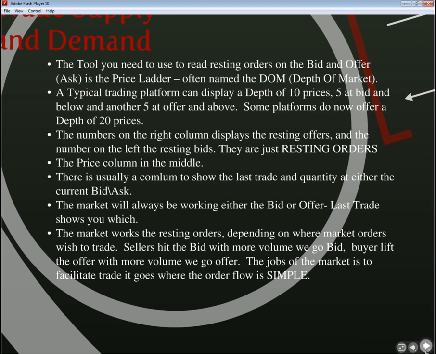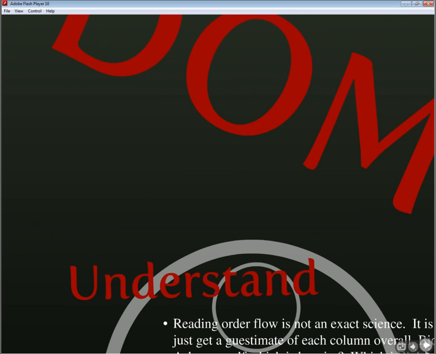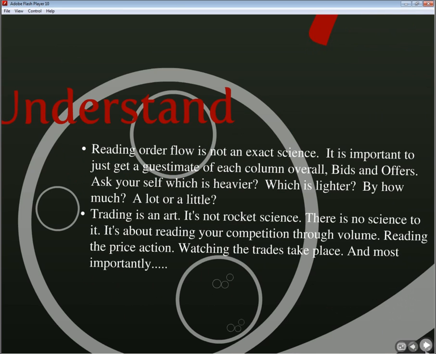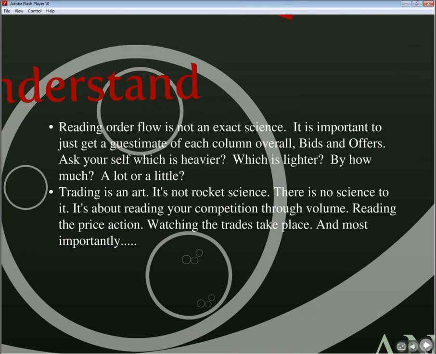Now, let's keep going. Real key important information here, guys. Reading order flow is not an exact science. It is important to just get a guesstimate of each column overall. So it's not a science. We always talk about trading not being a science, and order flow, when you're trading the dome, more importantly than anything else, is not a science, guys.